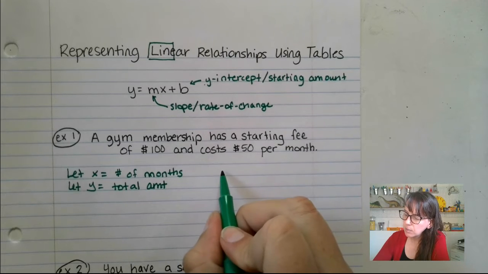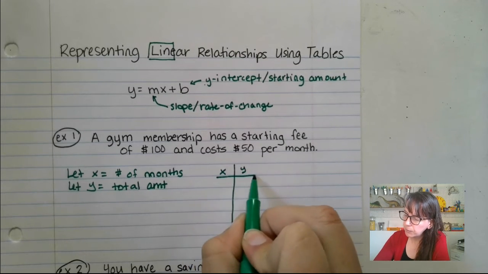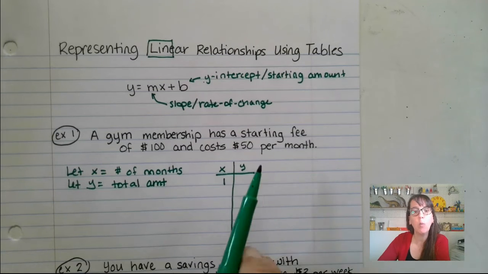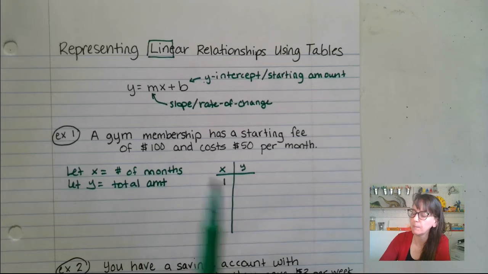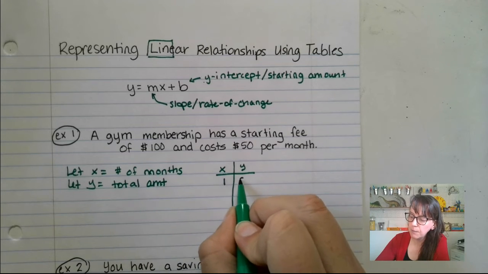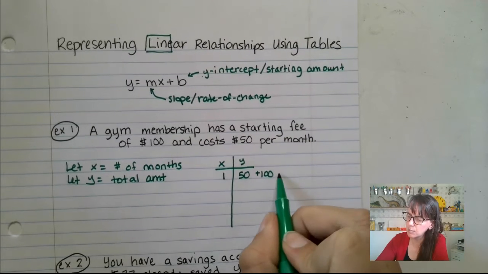So let's do a little table here. We've got x and we have y. Let's start with our first one. If we go 1 month, now 1 month is $50, but remember, you still have to pay that $100 to start. So it's going to be $50 plus that $100 starting fee. Okay, gives us a total of $150.